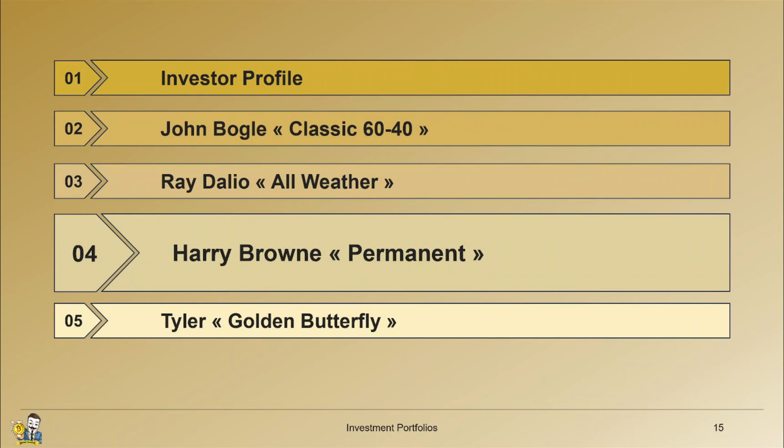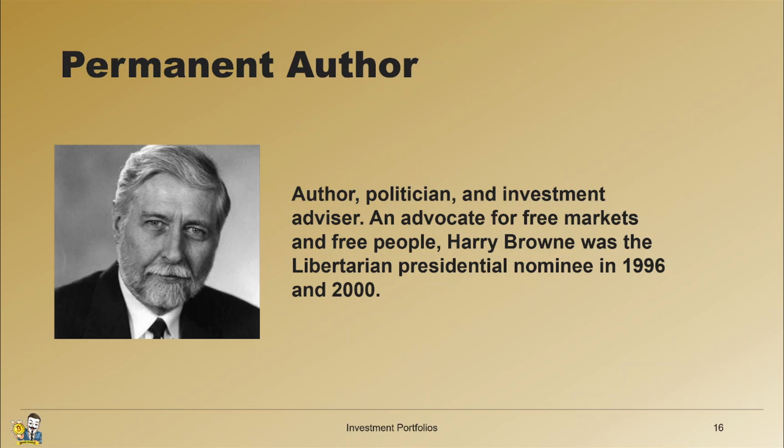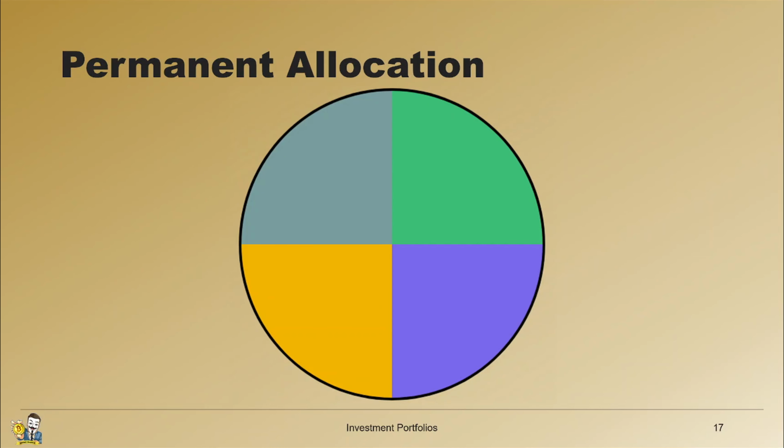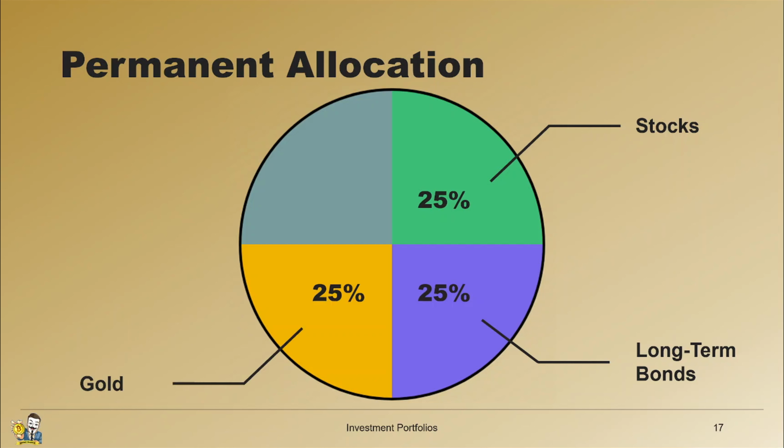Okay, the next portfolio we're going to look at is the Harry Browne Permanent Portfolio. Harry Browne was an author, politician, investment advisor, and a strong advocate for free markets and free people. He was also the Libertarian Party's presidential nominee in both 1996 and 2000. His portfolio strategy is super simple and designed to handle any type of economic condition. It includes 4 different asset classes, each with a 25% allocation: stocks, long-term bonds, gold, and cash.